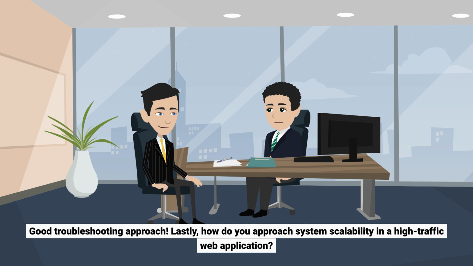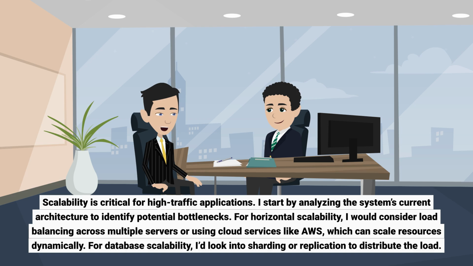Lastly, how do you approach system scalability in a high-traffic web application? Scalability is critical for high-traffic applications. I start by analyzing the system's current architecture to identify potential bottlenecks. For horizontal scalability, I would consider load balancing across multiple servers or using cloud services like AWS, which can scale resources dynamically. For database scalability, I'd look into sharding or replication to distribute the load.